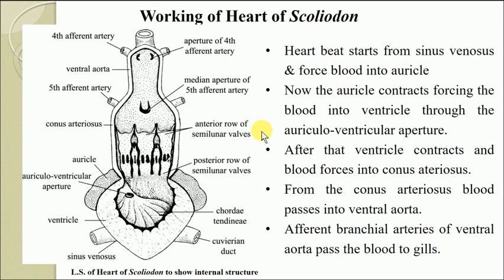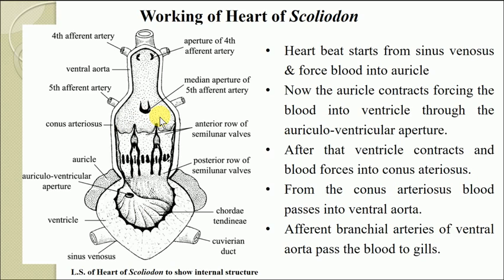Now, after the entry of blood into the ventricle, the wave of rhythmic contraction spreads over the ventricle, and the walls of the ventricle start contracting. Once the ventricle contracts, blood is forced into the next chamber, known as the conus arteriosus, and here also the backflow of the blood is prevented by the bilabiate valve. These valves are referred to as semilunar valves. So once the blood comes into the ventricle and it contracts, it forces its blood into the next chamber, the conus arteriosus.